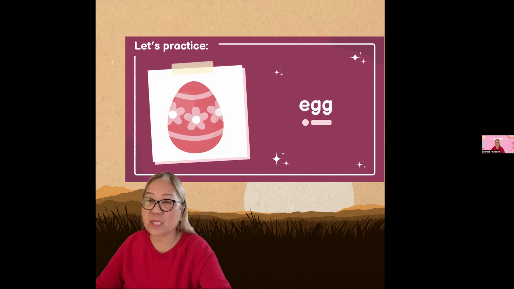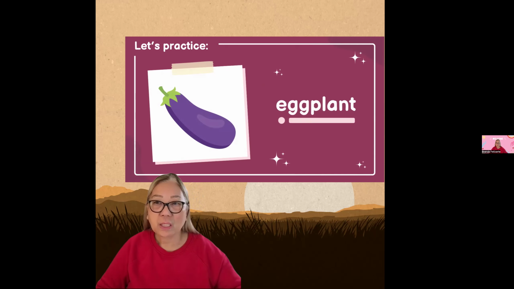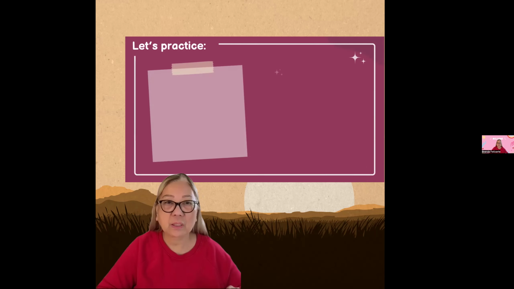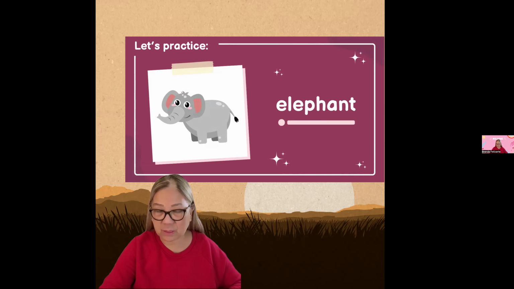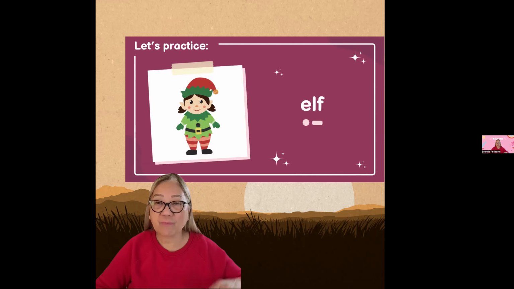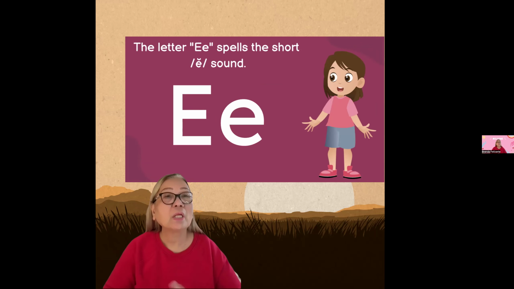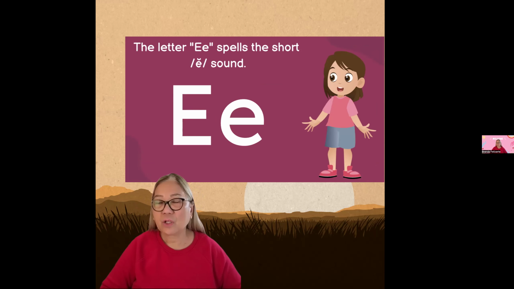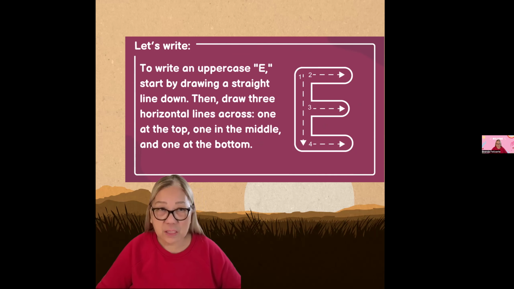All right, let's practice. The picture says egg, egg. The picture says eggplant. The picture says elephant. And we have elf. I have not seen one anyway, but those are only for kids. The letter E spells the short sound, that is the sound of E.